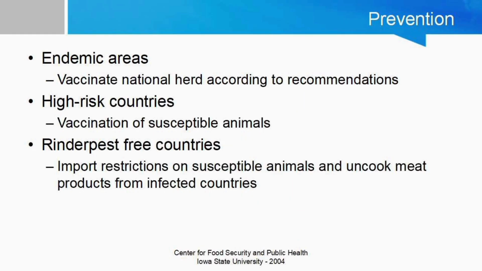In endemic areas, vaccination is often performed annually at the national herd level. When spot epidemics arise, slaughter is coupled with ring vaccination. Wild animals, sheep, and goats should be monitored serologically. High risk countries can protect themselves by having all the susceptible animals vaccinated before they enter the country and vaccinating the national herd. Rinderpest-free areas must place import restrictions on susceptible animals and uncooked meat products from infected areas.